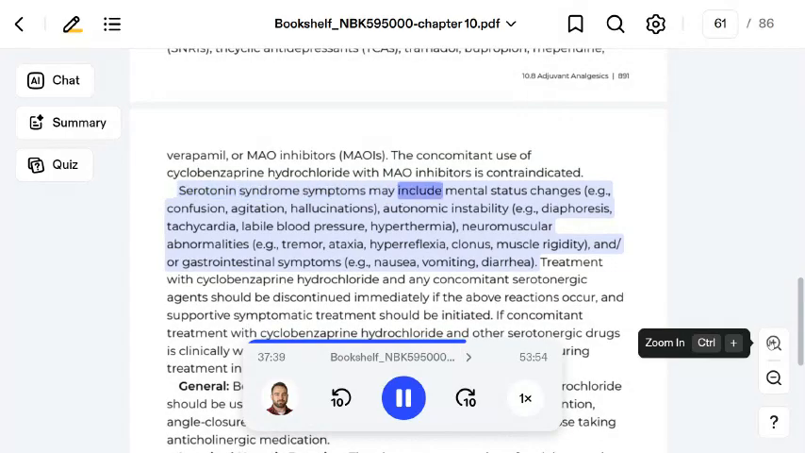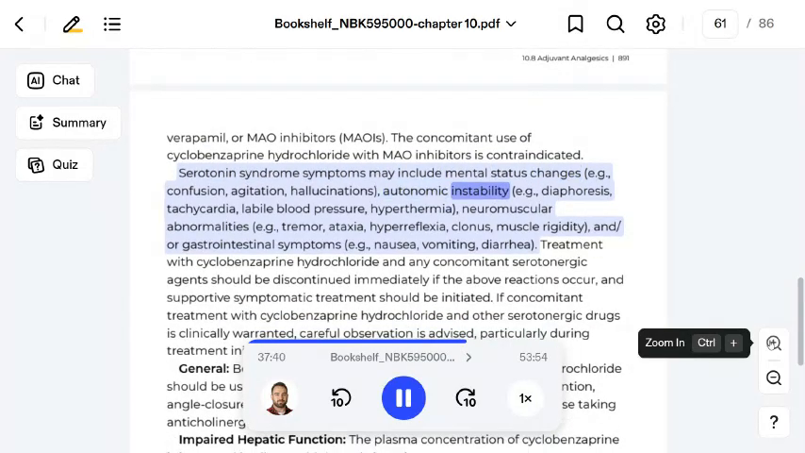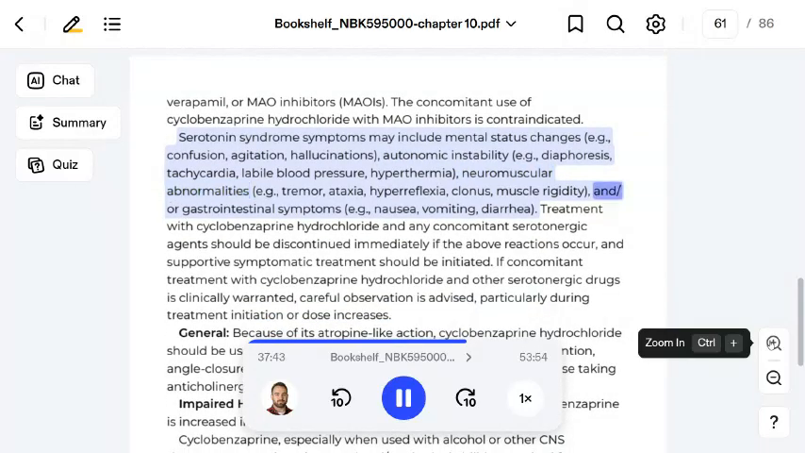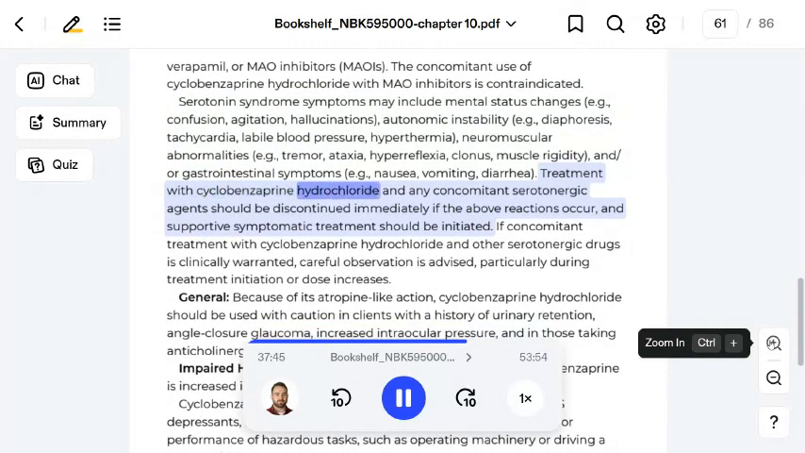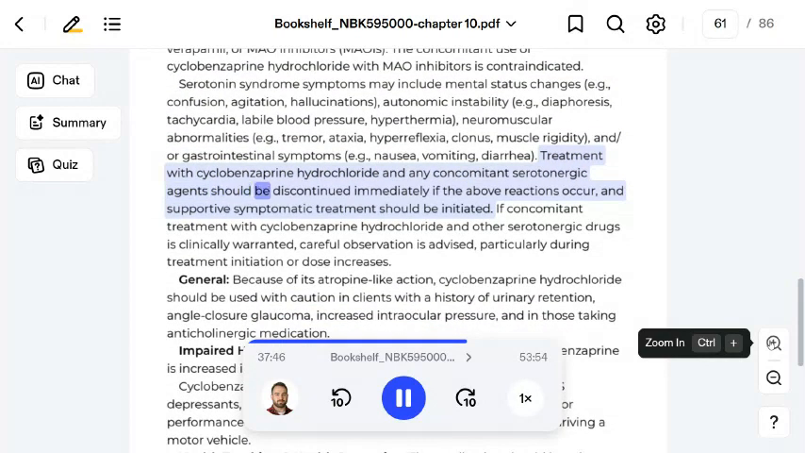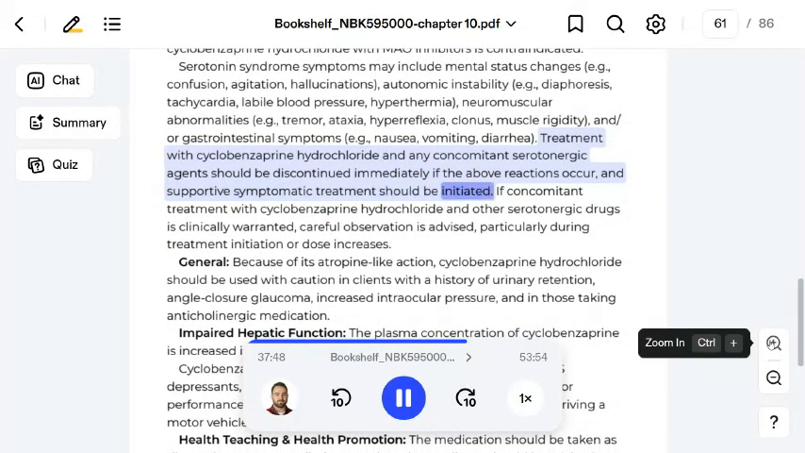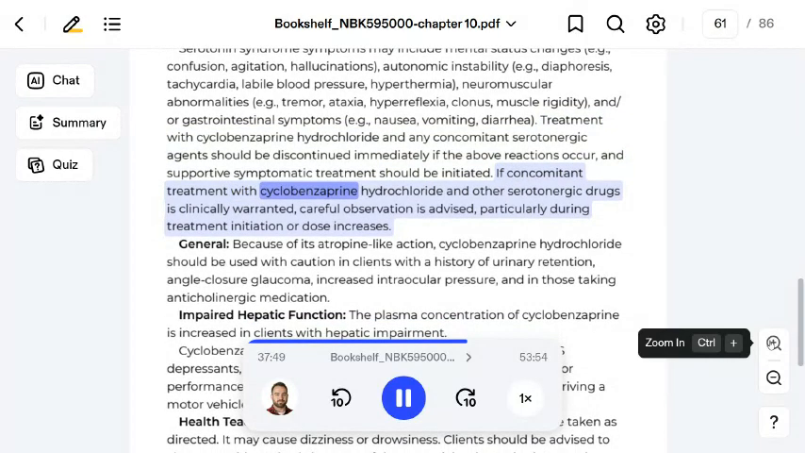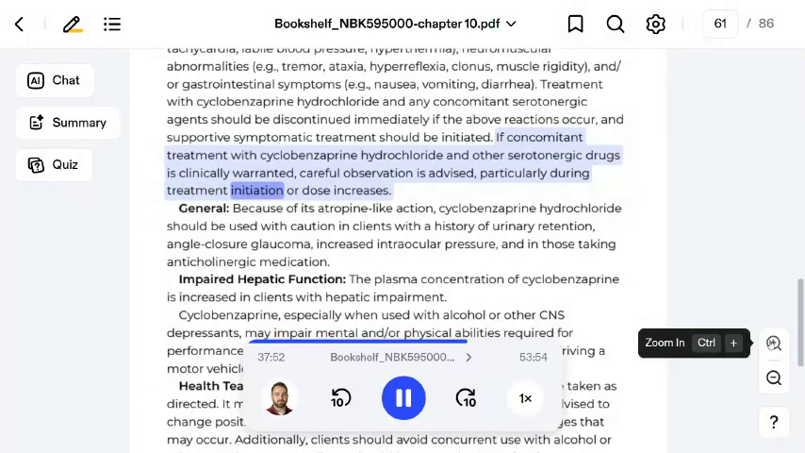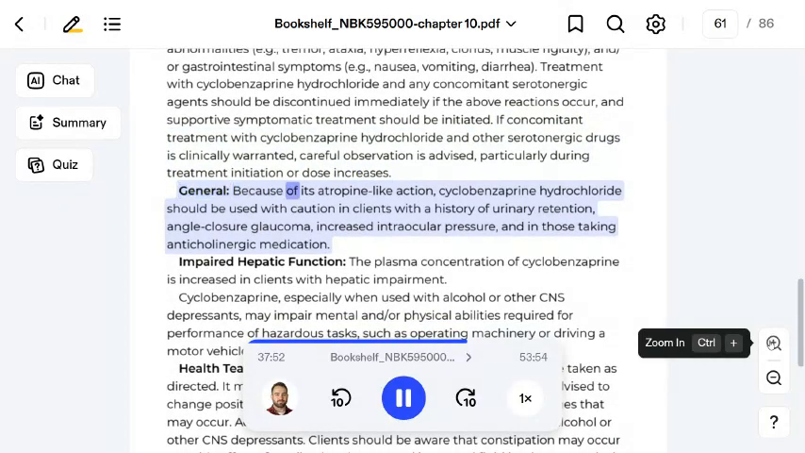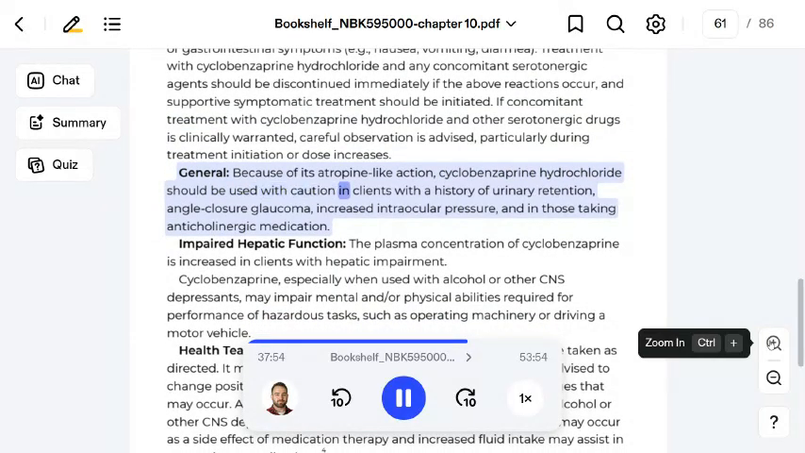Serotonin syndrome symptoms may include mental status changes, autonomic instability, neuromuscular abnormalities, and/or gastrointestinal symptoms. Treatment with cyclobenzaprine hydrochloride and any concomitant serotonergic agents should be discontinued immediately if the above reactions occur, and supportive symptomatic treatment should be initiated. If concomitant treatment with cyclobenzaprine hydrochloride and other serotonergic drugs is clinically warranted, careful observation is advised, particularly during treatment initiation or dose increases.